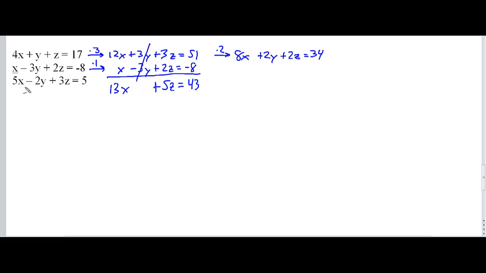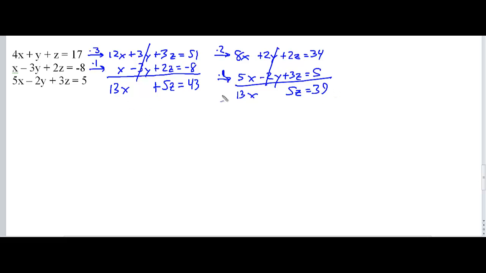Now I'm going to take the equation at the very bottom and keep it exactly the same, multiplying by 1, so I get 5x minus 2y plus 3z is equal to 5. All right, great. Draw a line there. So I add these up. This is going to be 13x. These simplify to 0. This makes 5z. And this makes 34 plus 5, which is 39.